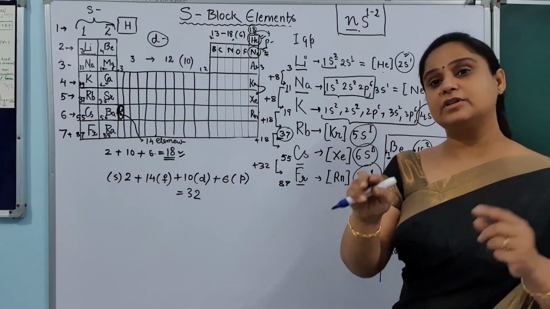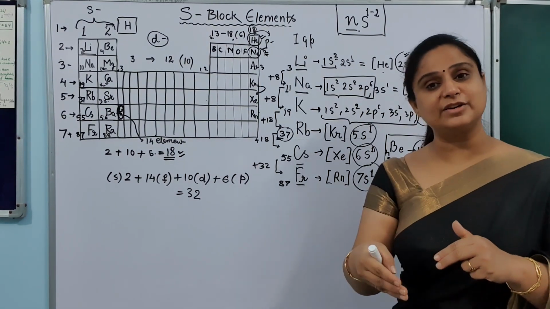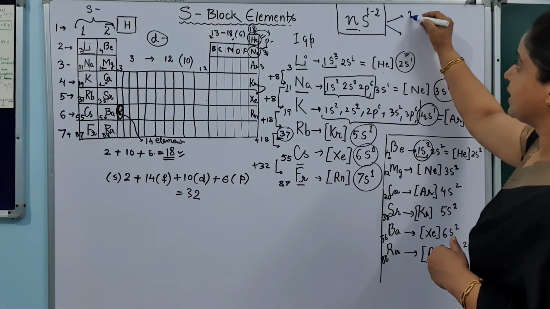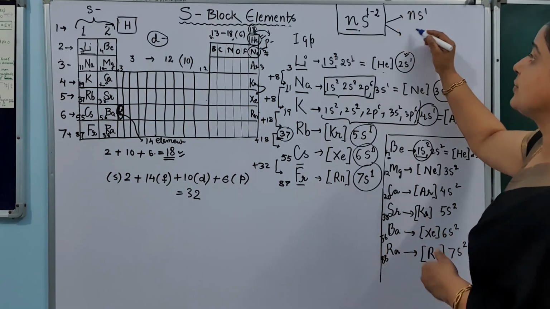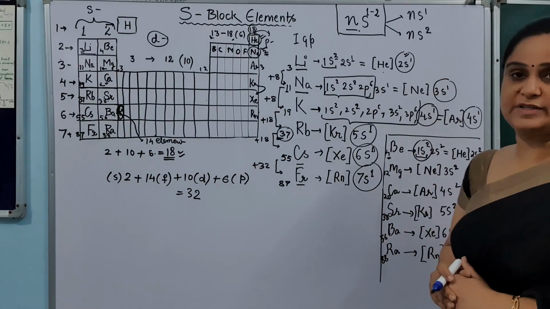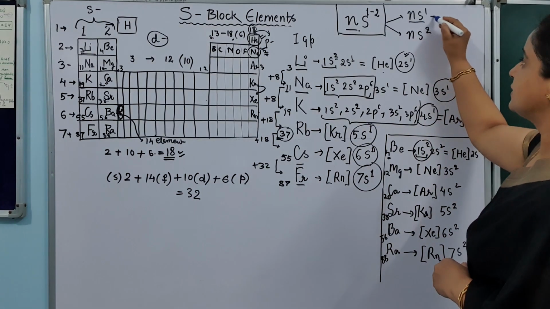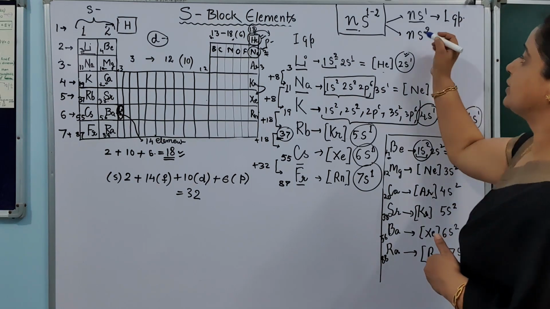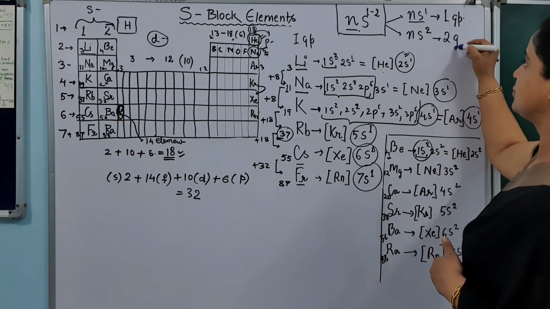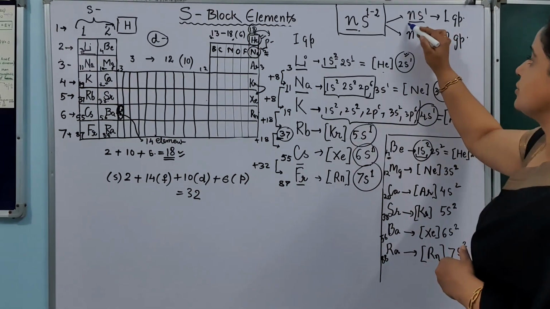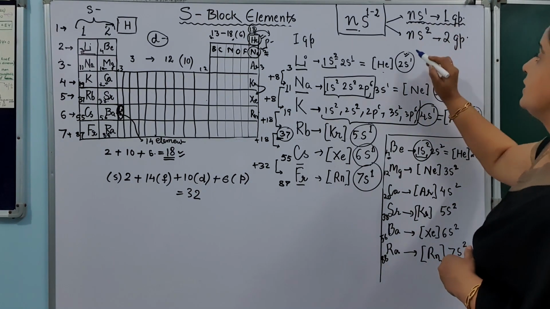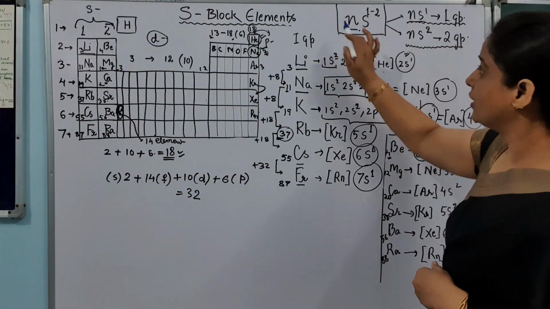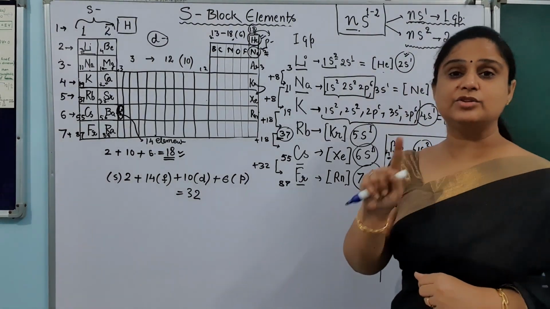But if I go for the configuration of a first group element or a second group element, what will be the difference? In both cases, ns1 is a possibility and ns2 is also a possibility. If your configuration is ns1, your element belongs to the first group, and if your configuration is ns2, your element belongs to the second group. So the general configuration of first group elements is ns1, of second group elements is ns2, and of all s block elements is ns1 to 2.